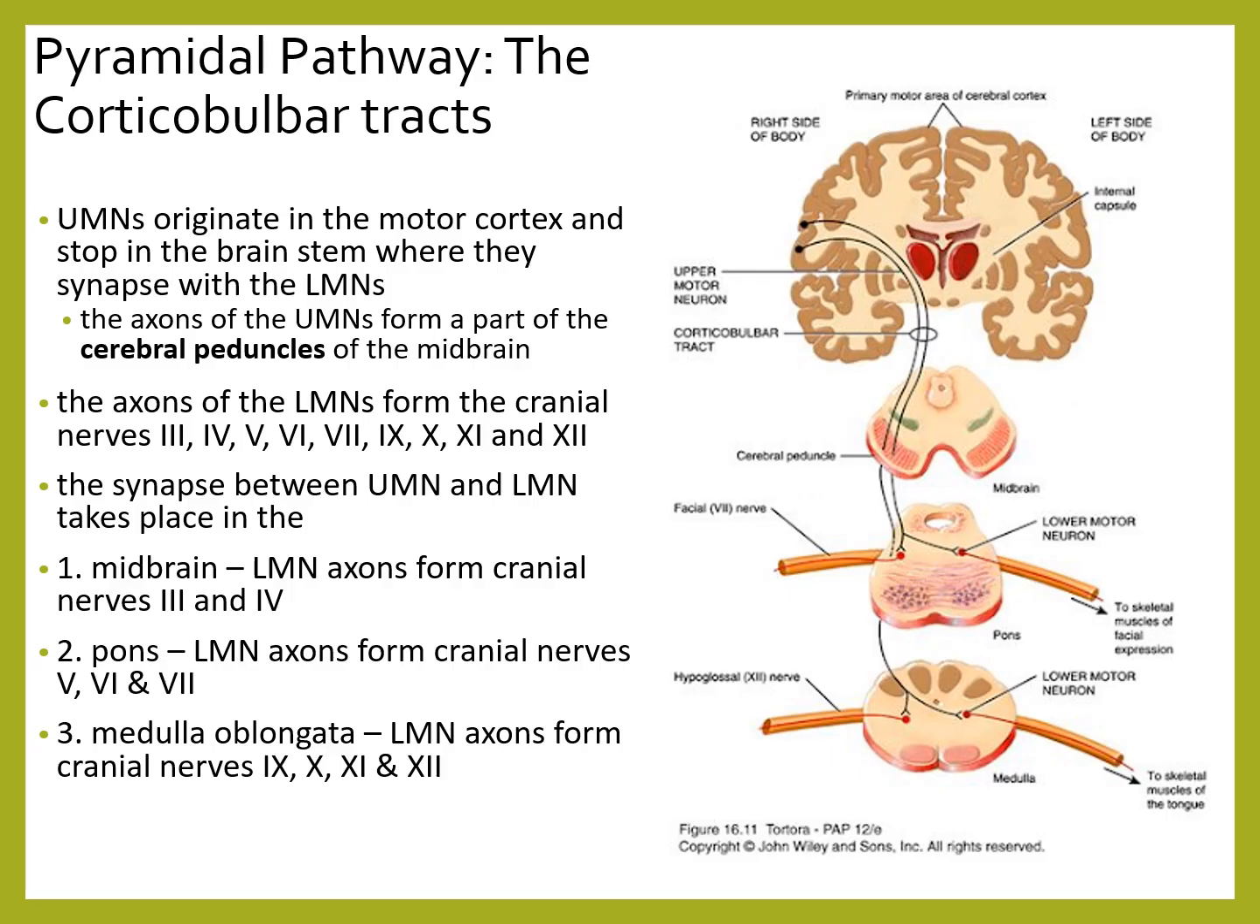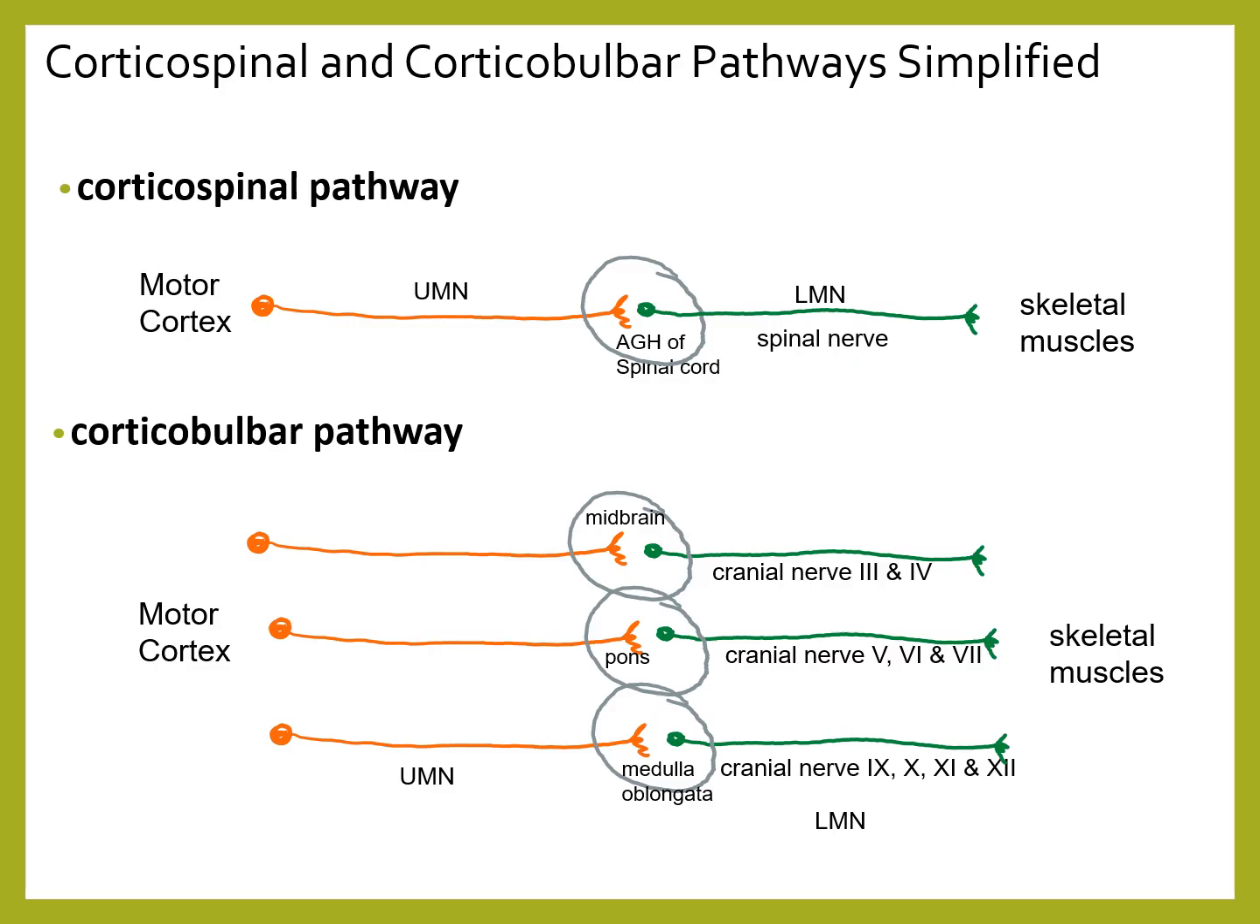Synapsing in the midbrain, the lower motor neuron axons form cranial nerves 3 and 4. If the synapsing happens in the pons, the lower motor neurons form cranial nerves 5, 6, and 7. And when the synapsing happens in the medulla oblongata, the lower motor neurons are going to form cranial nerves 9, 10, 11, and 12.